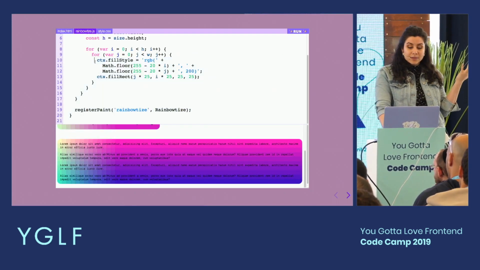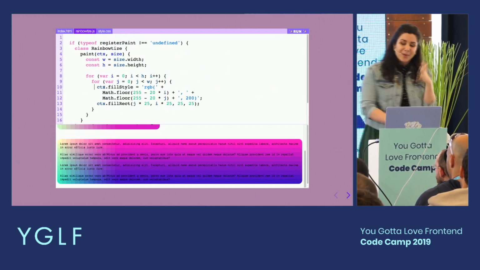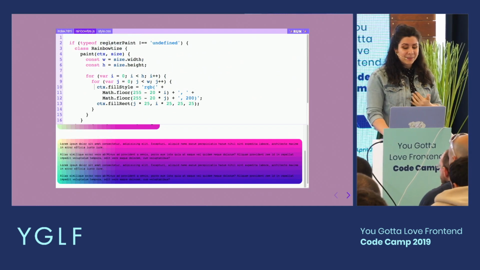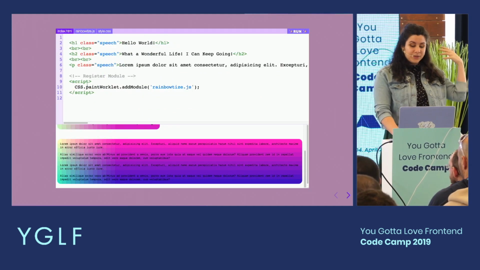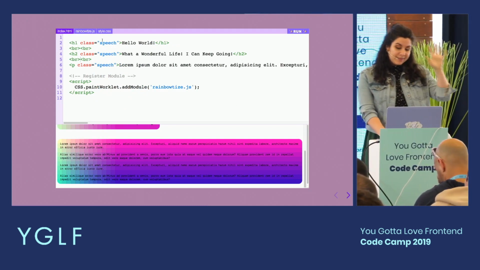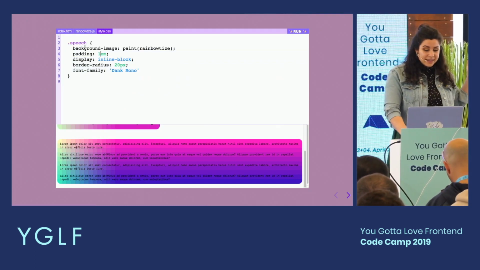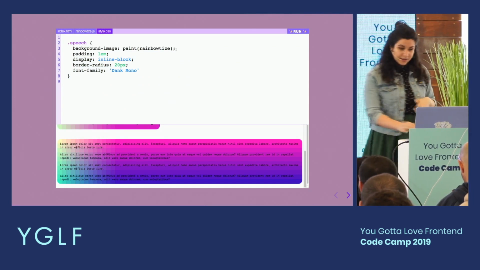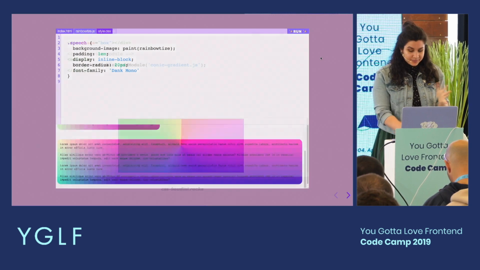Here's an example of something that I was playing around with. I created this rainbow ties worklet, going through and updating colors based on the size that we have in the rectangle. And then again, you use CSS.paintWorklet.addModule, you add it to that space. And then here I can just access it with background-image: paint(rainbow-ties), which is what I called it, or whatever name you give it.